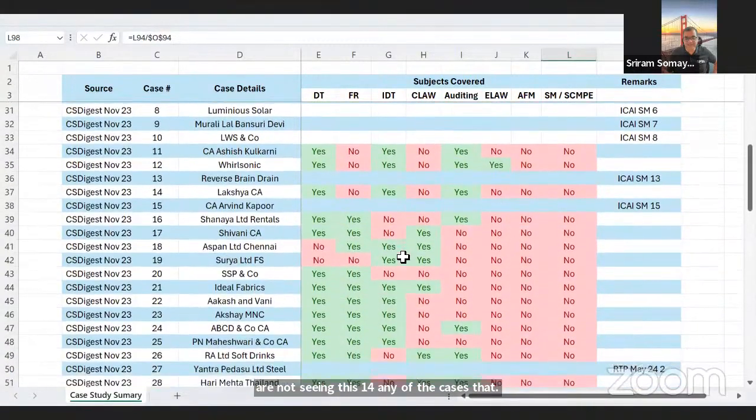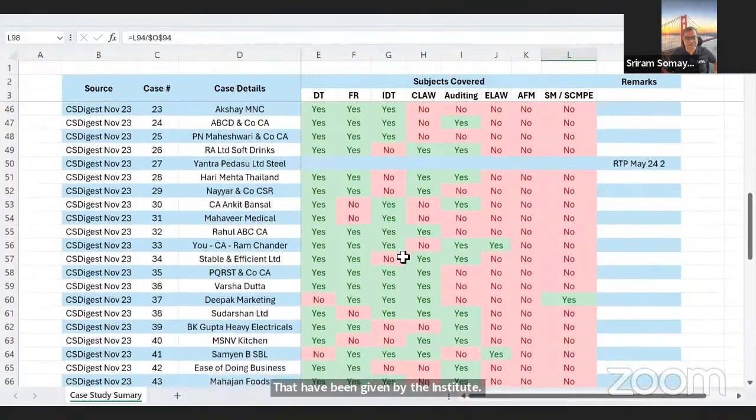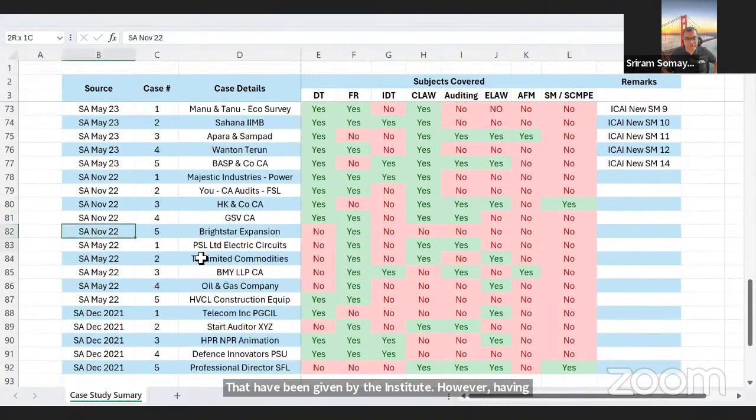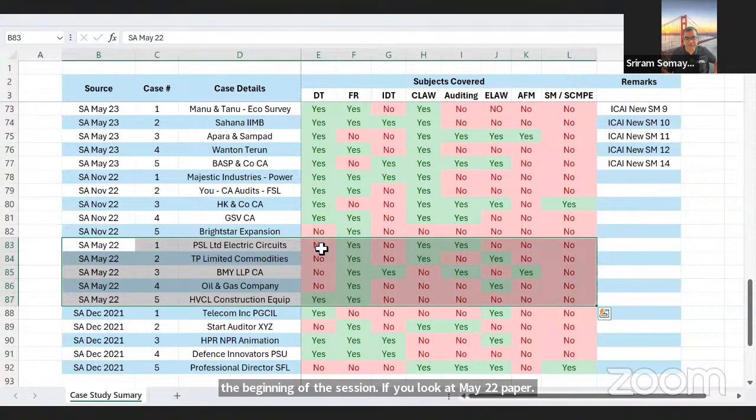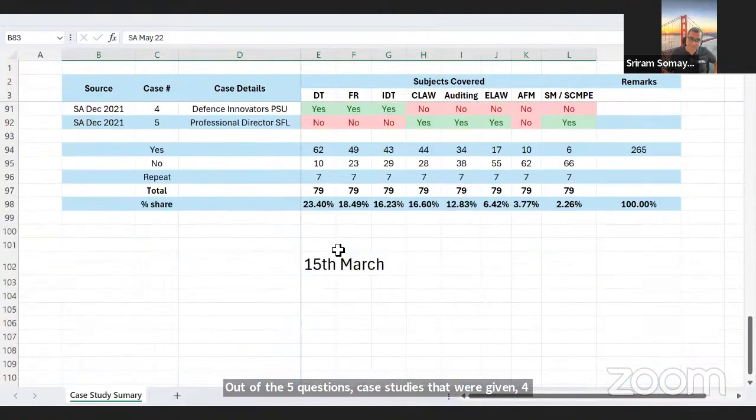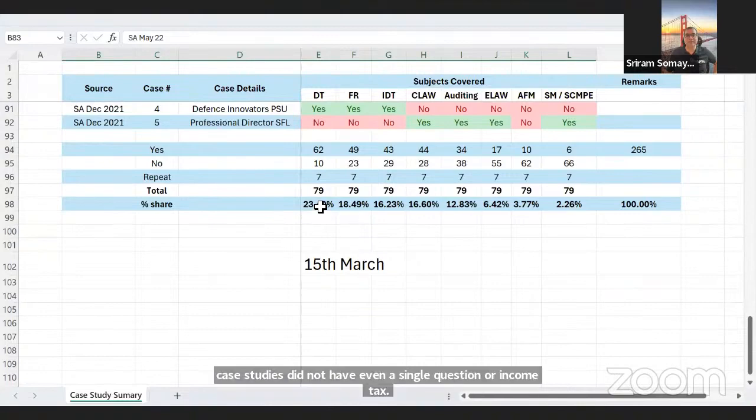However, having said that, the institute is very much capable of bouncers. So I will show you one such bouncer which was shown in the beginning of the session. If you look at May 22 paper, out of the 5 case studies that were given, 4 case studies did not have even a single question on income tax. I am saying this after telling you that income tax is very important, right?